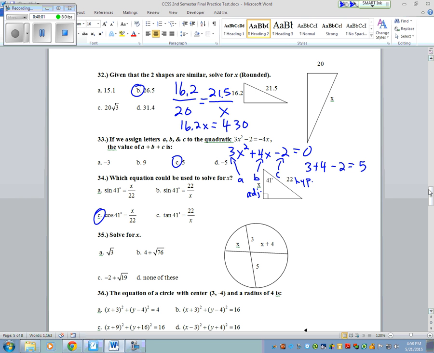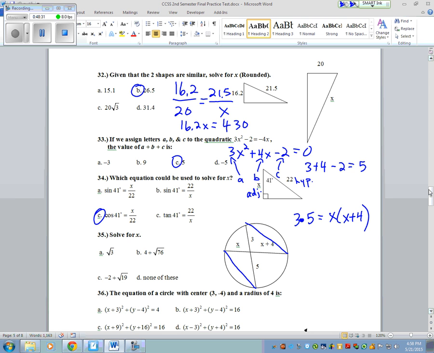35, this is a recent one. There's a theorem that says the product of these two parts, 3 times 5, equals the product of these two parts, x times x plus 4. That comes from making these into triangles. They're actually similar triangles. It can be proved that they're similar by angle, and we set up proportions.